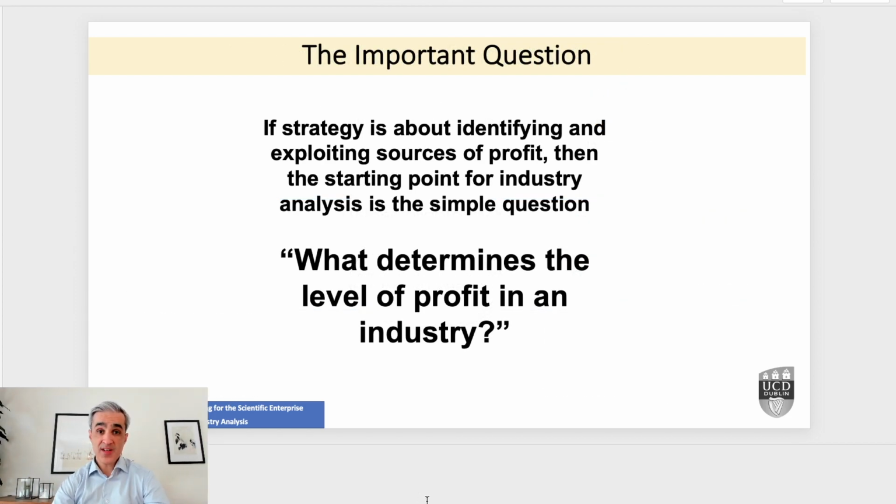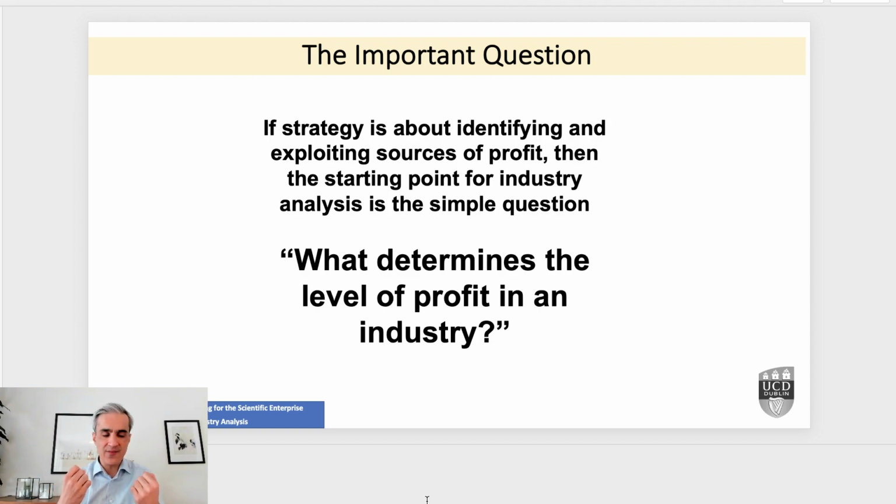So we're saying that it's very important to choose the right industry. And choosing the right industry is connected to strategy, and a strategy as well is about identifying and exploiting the sources of profit. So what are my sources of profit in this industry? What if I go into insecticides? What are the different ways I have to make profit here?